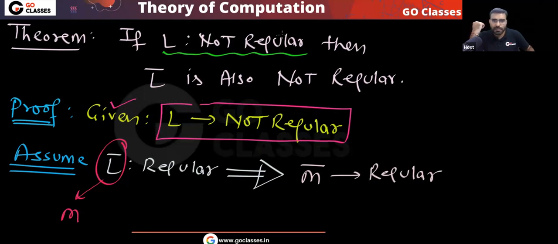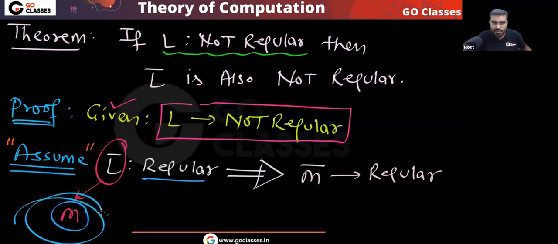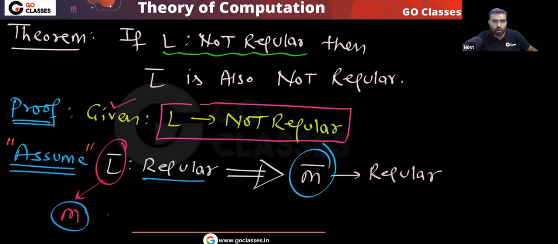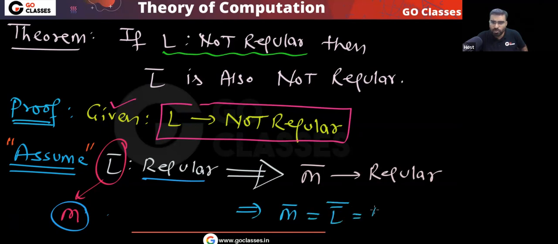L is not regular. Language L that is not regular. Just assume that the complement of L is regular. Now this complement of L, let's call it M. M is regular. So what can you say about M complement? That will be regular. And what is M complement? M complement is the same as L complement, whole complement. That will be L. And that will be regular.